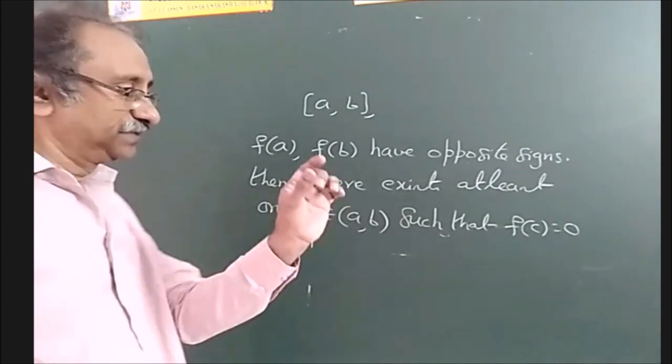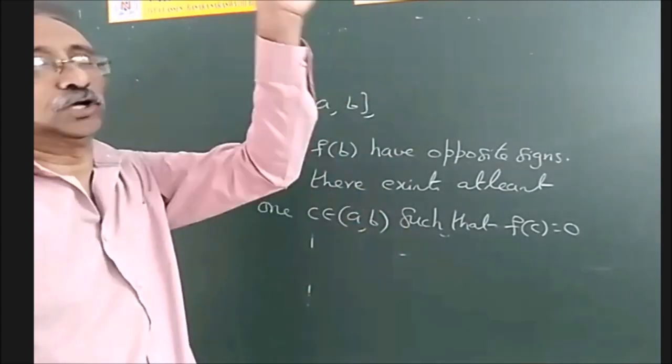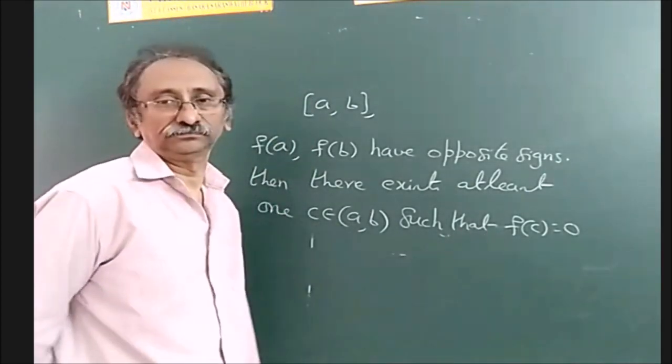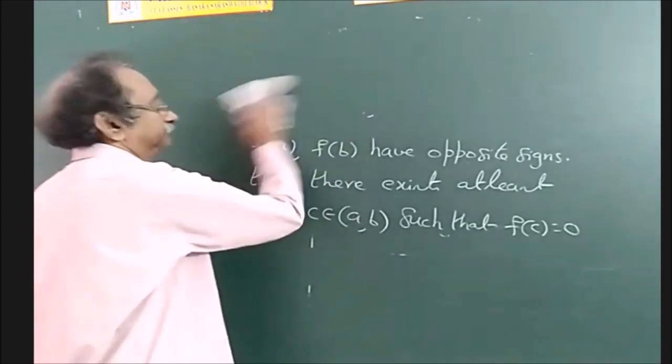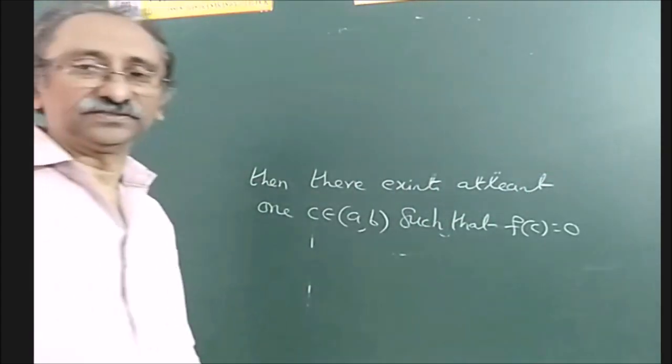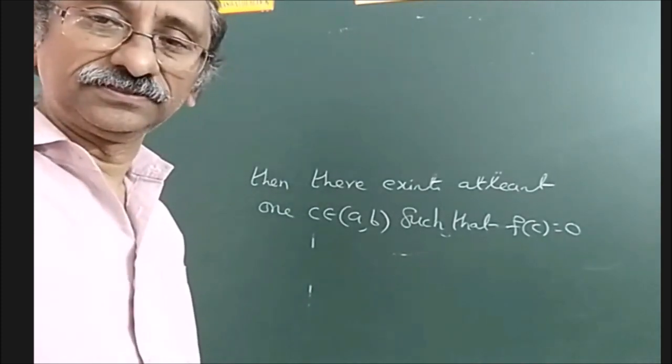So definitely in between A and B, the graph should cross the x-axis. That means at that point, the image is 0. Okay. Any doubt regarding this? Now we'll do a problem on this.